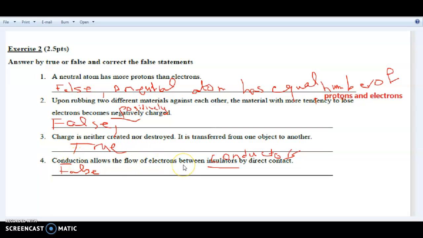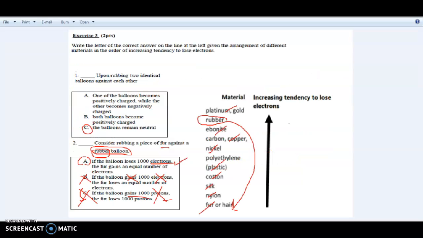4. Conduction allows the flow of electrons between insulators by direct contact. No, it's between conductors by direct contact. So this is false. Exercise 3. Write the letter of the correct answer on the line at the left. Given the arrangement of different materials in the order of increasing tendency to lose electrons: fur, nylon, silk, cotton, polyethylene, nickel, carbon, ebonite, rubber, and platinum. So going from the fur to the platinum, this is increasing tendency to lose electrons.